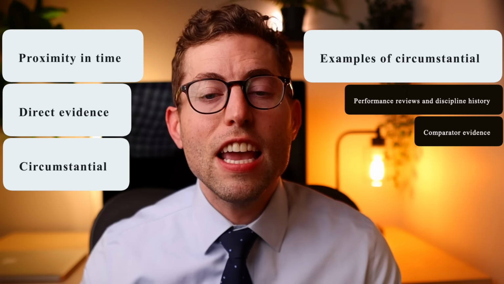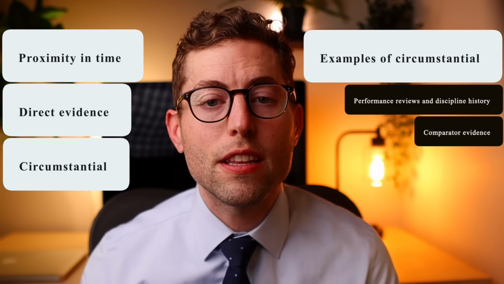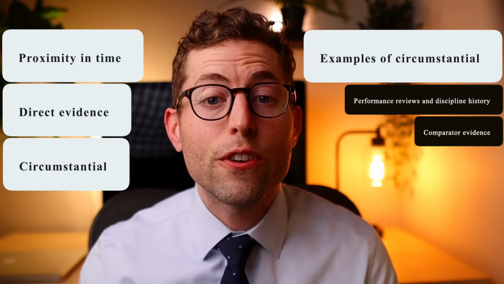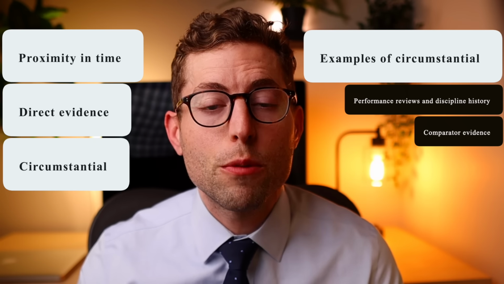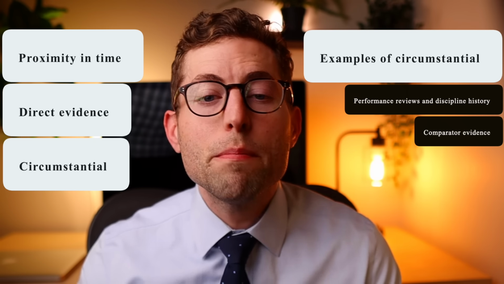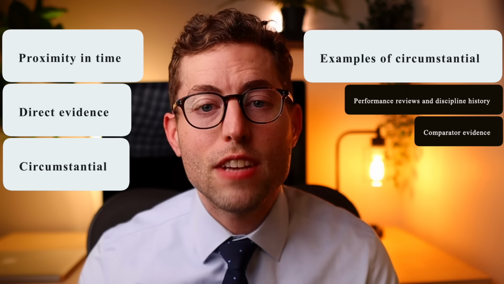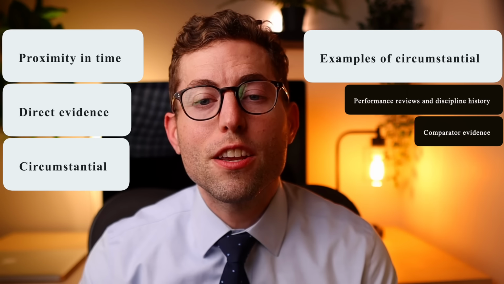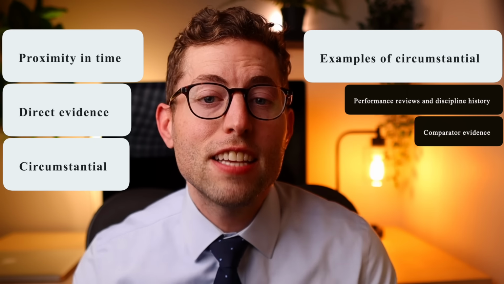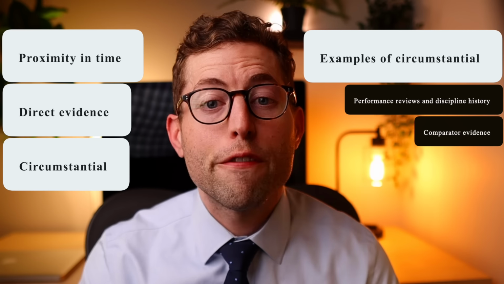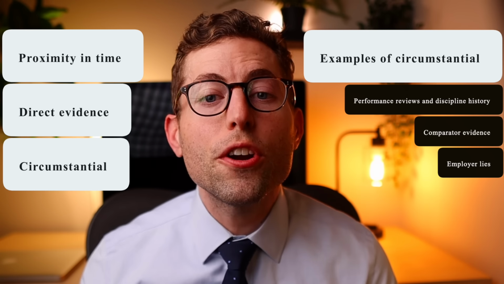Next is comparator evidence. Comparator evidence is any evidence that your employer treated you differently than it treated other employees. So for instance, if the employer's stated reason for terminating you was tardiness, yet the employer has never terminated anyone else ever for being tardy, then it's more likely that your employer's real motivation was your protected activity and not your tardiness.